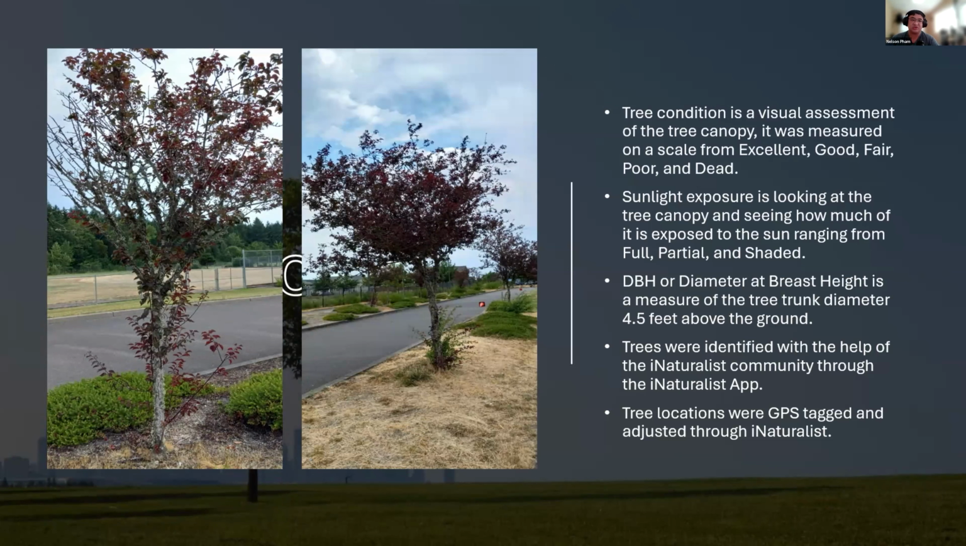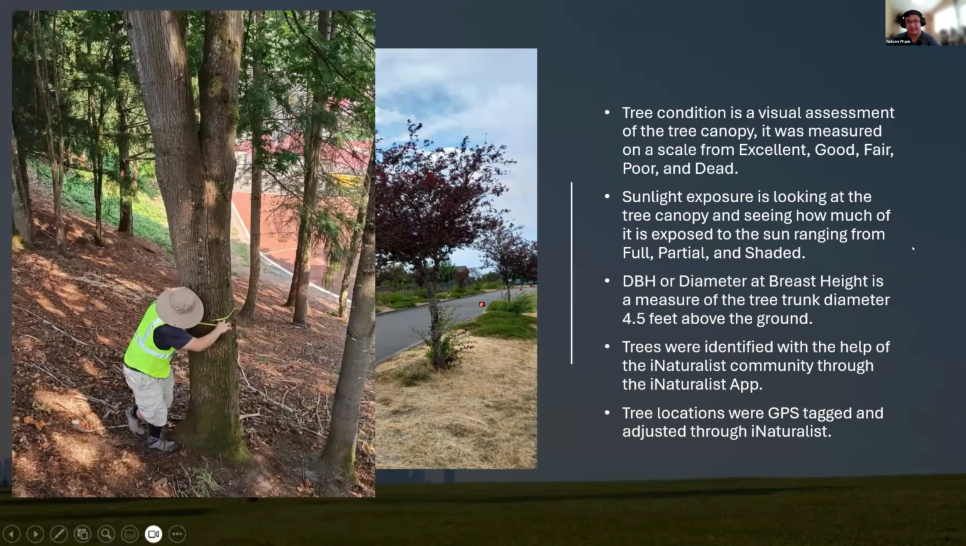And then sunlight exposure is just looking at the tree on average during the day, if the sun is shining, how much of the tree canopy is actually being exposed to the sun. Both of these trees are full sunlight. There's nothing blocking the sun from shining on its leaves. And then DBH, or diameter breast height, is a measure of the tree trunk diameter 4.5 feet above the ground, and in metric, that's 1.4 meters.